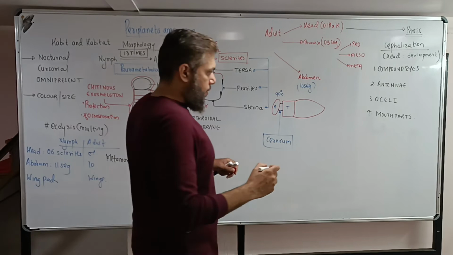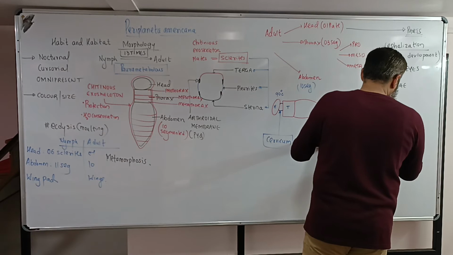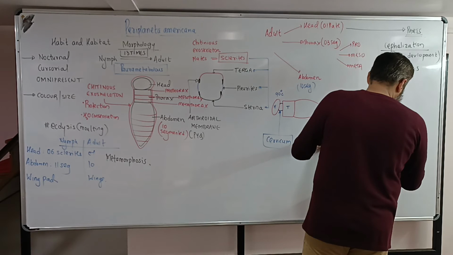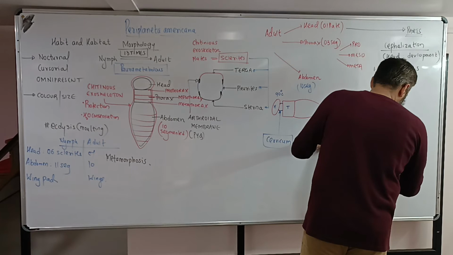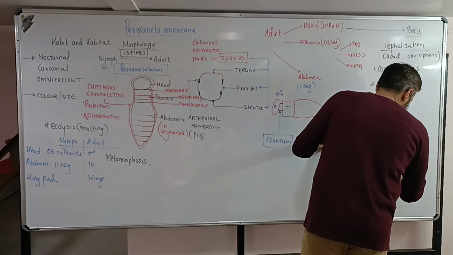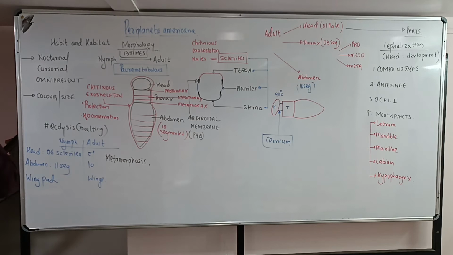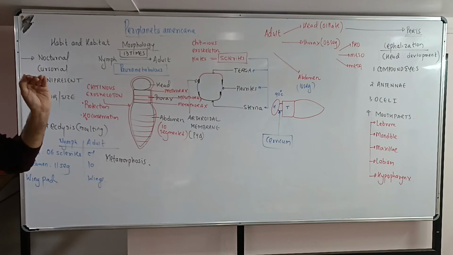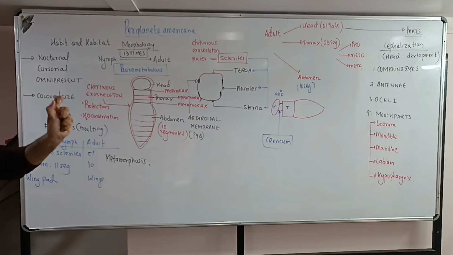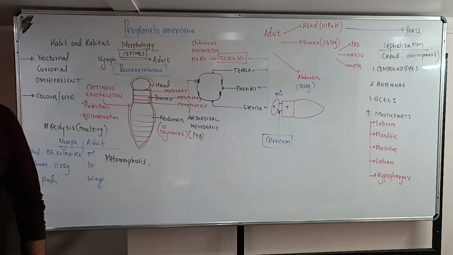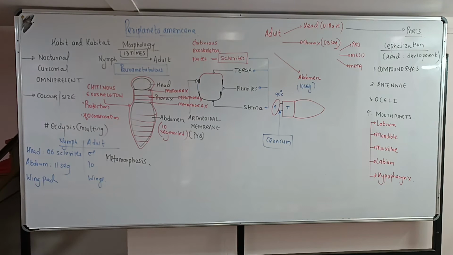Repeat after me: labrum, mandible, maxillae, labium, hypopharynx. So the head shows the presence of compound eyes, antennae, ocelli, and the mouth parts. And what are the different mouth parts? Labrum, mandible, maxillae, labium, and the hypopharynx. Okay?